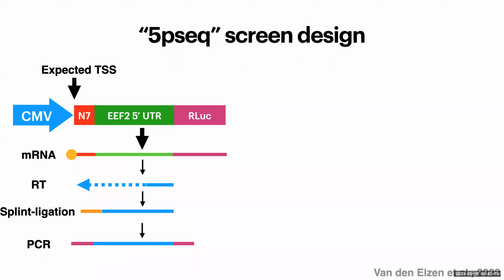And it starts transcription there almost no matter what sequence you give it. This is ideal for us, where we want to test all possible different 5' sequences. After that site, we included a random set of 7 nucleotides, and then a 5' UTR, and then Renilla luciferase. We put this plasmid library into cells, made RNA, and measured the frequencies of different sequences by reverse transcribing and then analyzing the library using next generation sequencing.